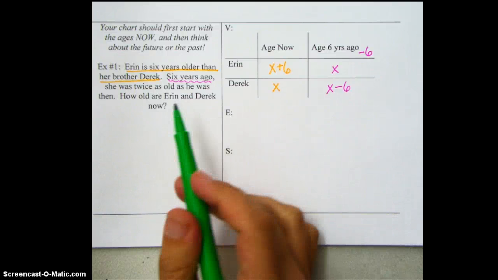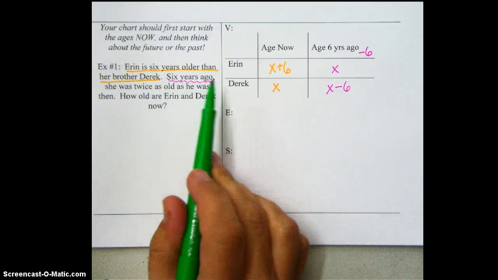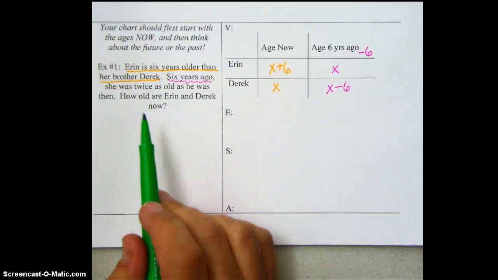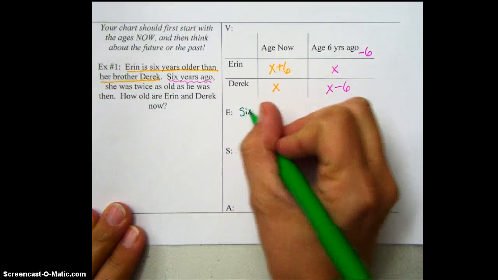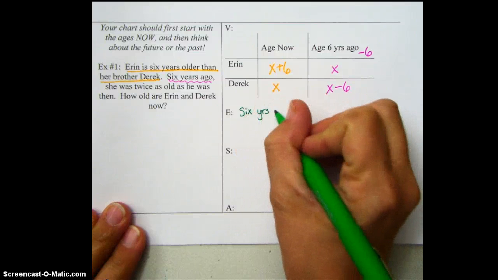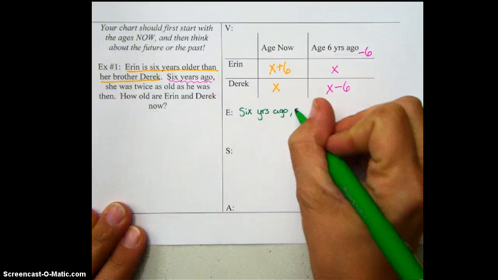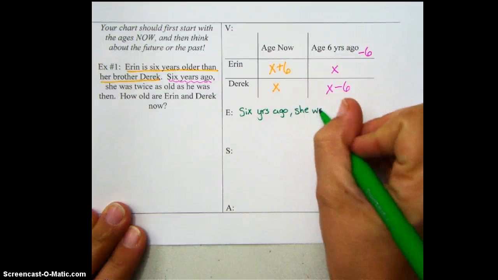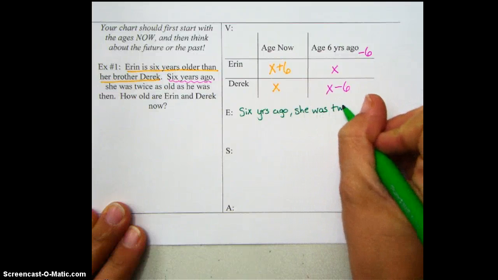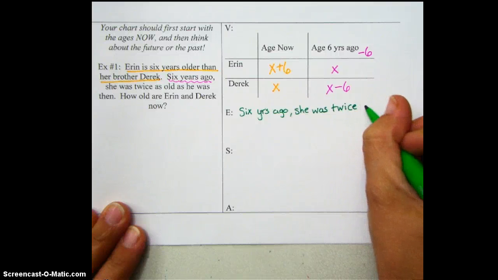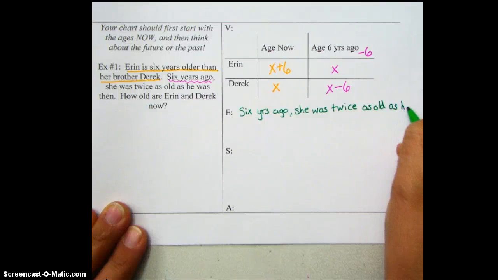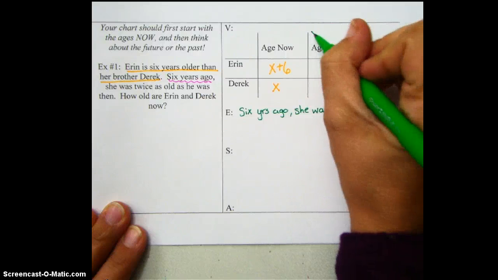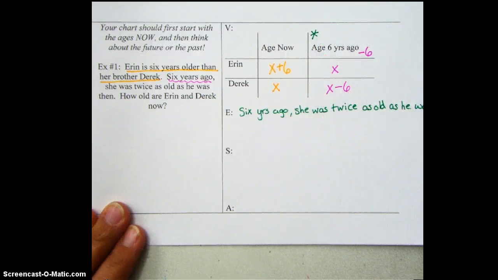So when you read the entire second sentence, when it says 6 years ago, she was twice as old as he was then, I think that's helpful to write it out in a sentence. So if we have 6 years ago, she was twice as old as he was. The first part tells us that we're going to be using this column in order to set our equation.